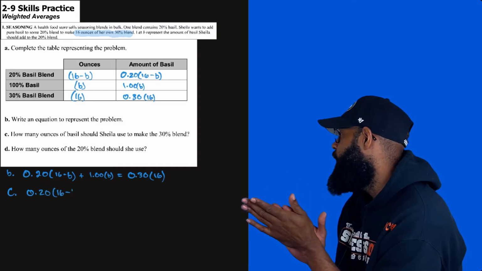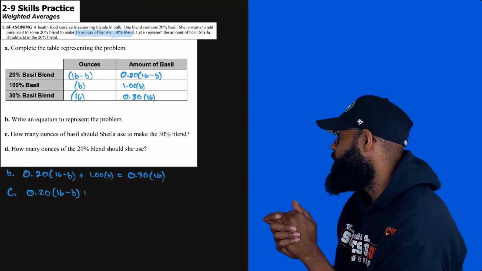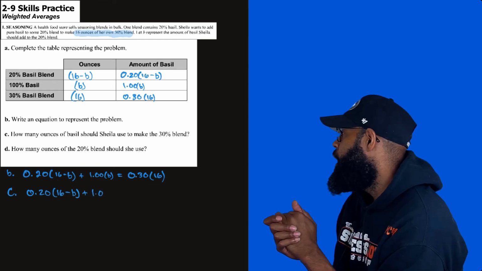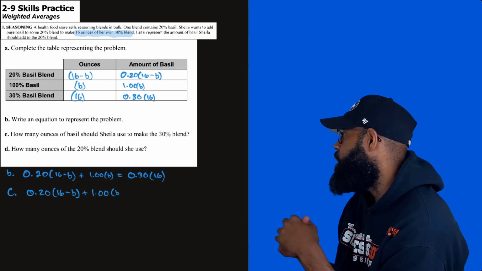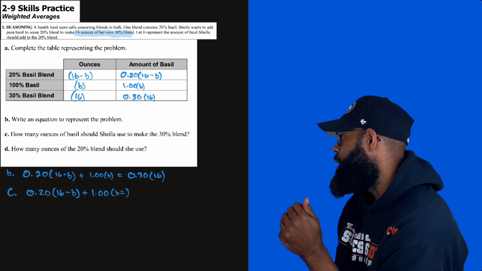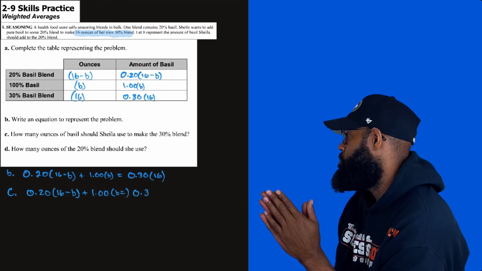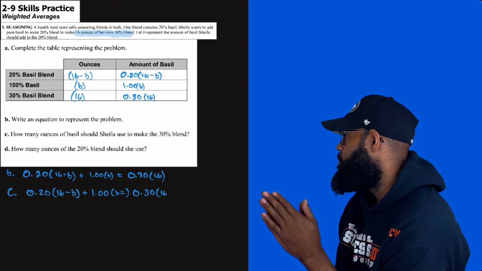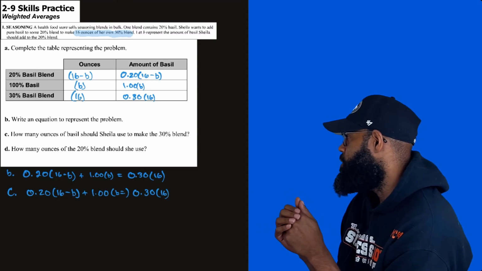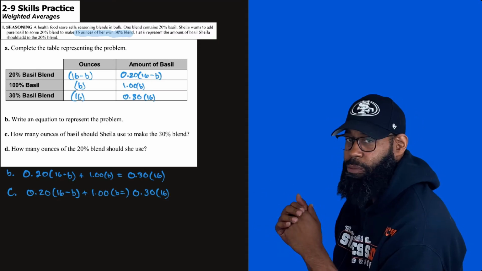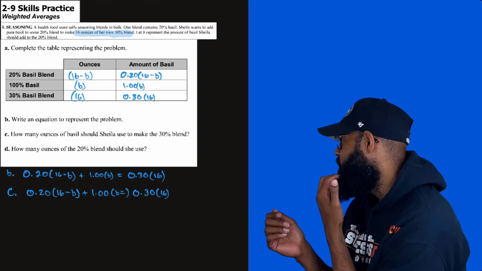Now, can I solve that though, right? Of course I can. How many ounces of basil should Sheila use to make the 30% blend? Well, now I'm solving for B, guys. And here's where you're solving. I don't like the way that looks, guys. There's an equal sign inside the parentheses. You see it, I see it. Hopefully I'll catch it later.